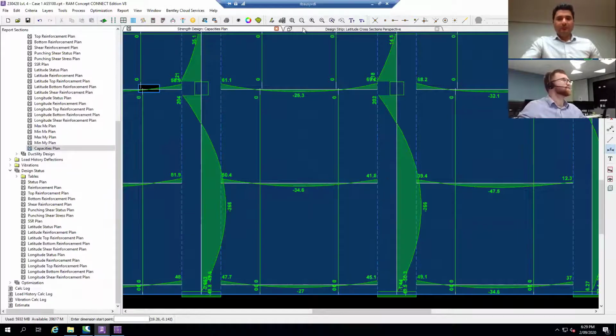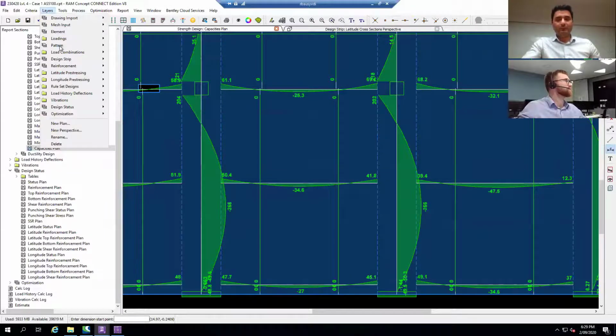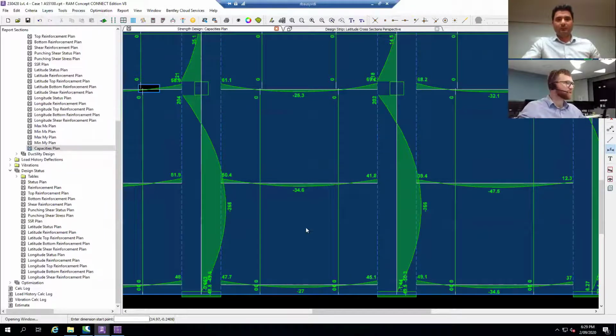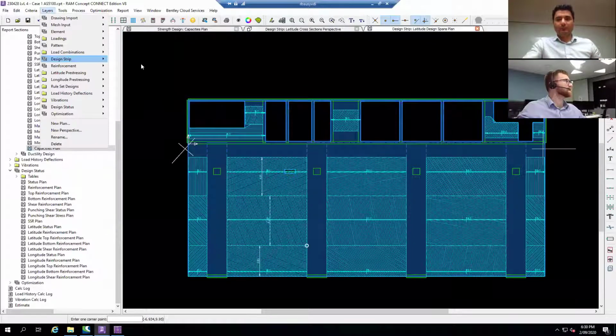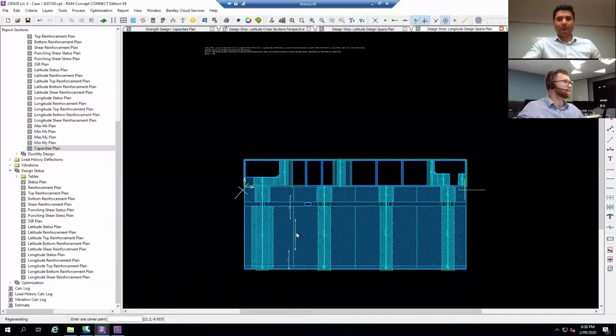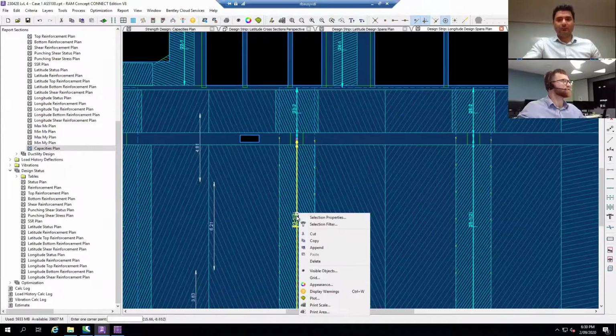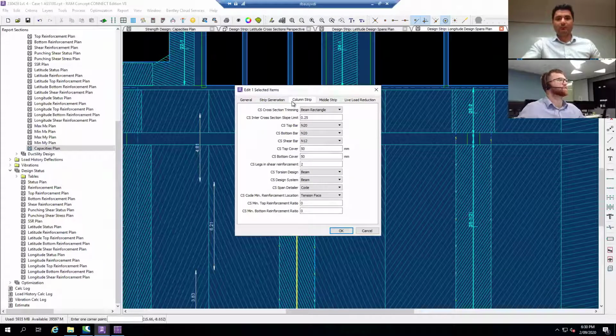Yeah. So definitely some of the aspects we're going to be covering is having a detailed look at the design strip properties. And when you get into here, there are so many things to get your head around, not only what you're specifying, but how that relates to the code and how that can impact the design of the slab you're modeling and doing the analysis on.